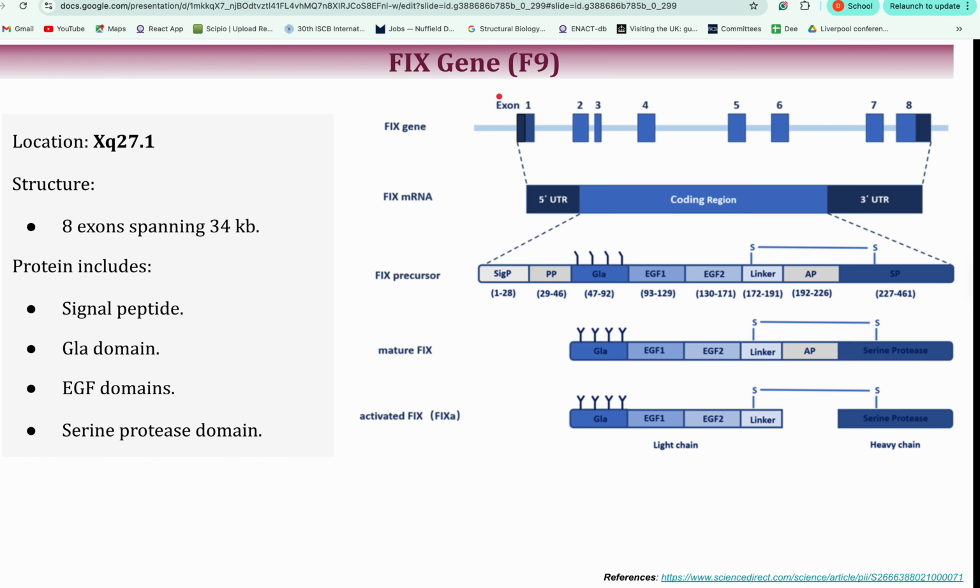And then factor 9 gene. The location is on the X chromosome, Q arm 27.1. So this tells you the position, where in the X chromosome, which arm, and at what position. The structure is that it has 8 exons spanning 34 kb, and the protein includes a signal peptide, GLA domain, EGF domains, and a serine protease domain.